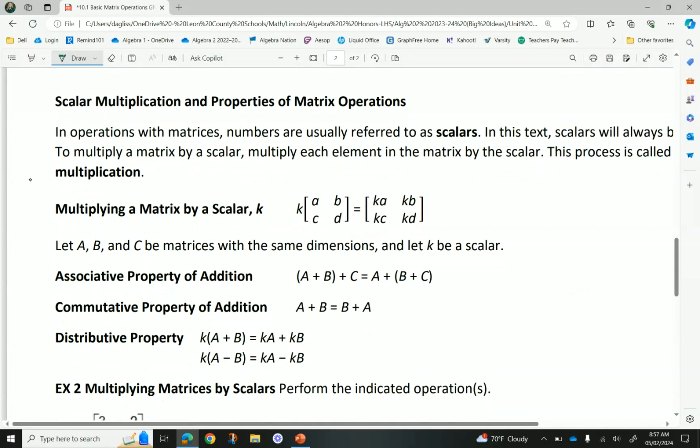Something else to take note and keep in mind. If A, B, and C are matrices with the exact same dimensions, when adding, it doesn't matter the order. So the associative property still applies, and the commutative addition property applies. So adding, we can go back and forth. Subtraction order still matters, right? And then our distributive property also applies with a scalar multiplication. That will be different tomorrow. So that's why they're bringing it up today.